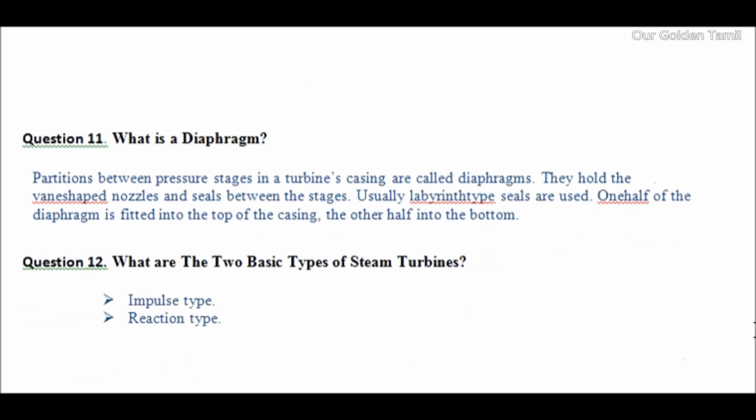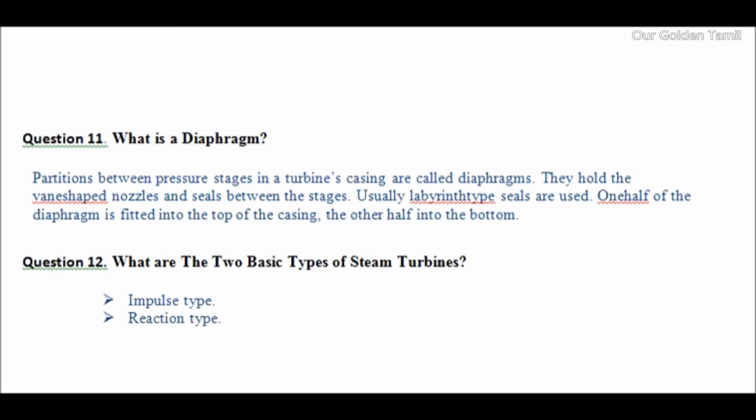Question 11. What is a diaphragm? Partitions between pressure stages in a turbine's casing are called diaphragms. They hold the vane-shaped nozzles and seals between the stages. Usually labyrinth-type seals are used. One half of the diaphragm is fitted into the top of the casing, the other half into the bottom.